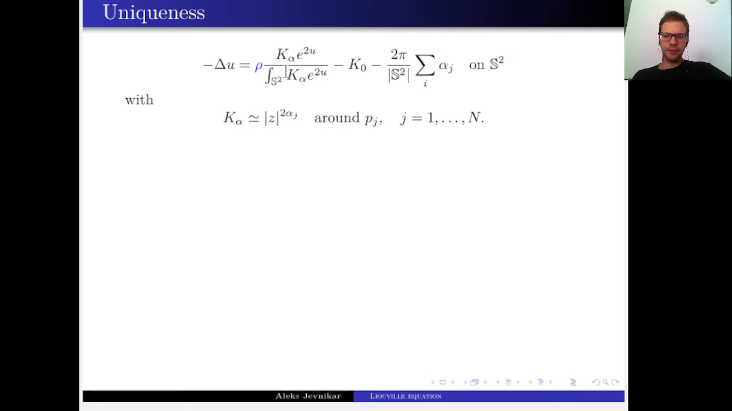Second, the weight function k alpha in front of the nonlinearity is smooth and positive, and you have some singular points, and around each point it has this form locally. It's a power 2 alpha j around some points pj, and so you have in general n points. These are the conical points of your metric.